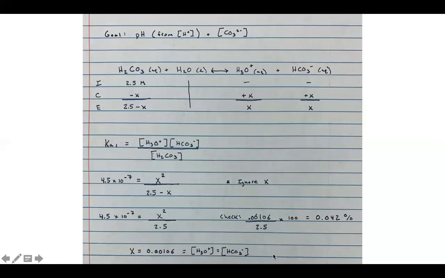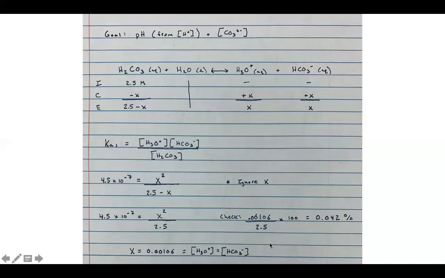So my assumption was very, very valid. x is so small compared to my initial concentration of carbonic acid, which was 2.5 molar, that ignoring this minus x part is valid, right? And you can even see that doing 2.5 minus 0.00106 isn't going to affect my value of 2.5. It doesn't change it. Okay, and so we solved for x based on our 5% rule. Our assumption was okay, and so x does indeed equal 0.00106, which is really our concentration of hydronium and bicarbonate.